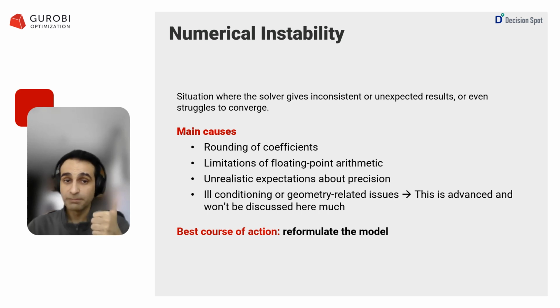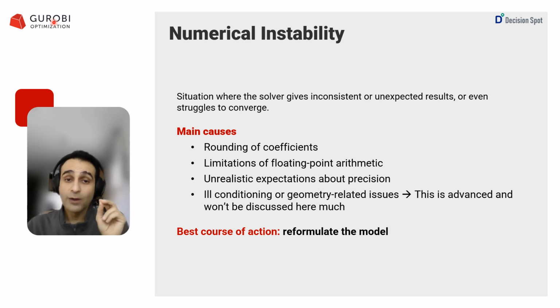Rounding errors when building the model, limitations of floating point arithmetic, unrealistic expectations that we can have about the precision achievable, and ill conditioning in the model due to geometry-related issues. We will briefly mention ill conditioning, but since this one is a bit more advanced for this series, we'll skip going too deep into it. But you can check the references if you'd like to learn more.